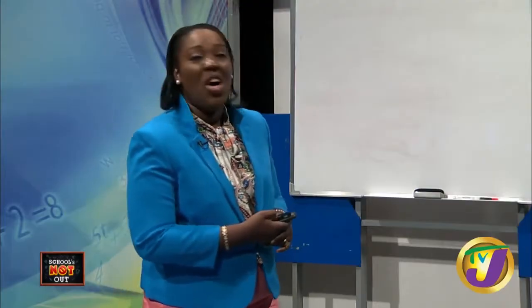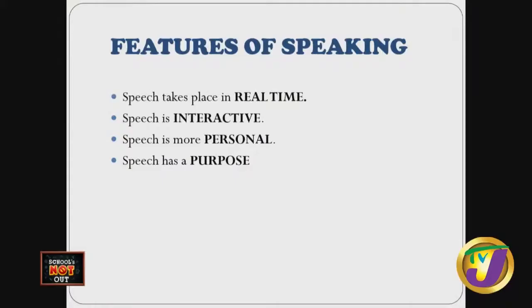I'm sure that you are familiar, you have seen this news item before. So why have I used this as our first engagement? Let's quickly look at the features of speaking. Speech takes place in real time. Based on what you just saw, when we talk about real time, we are talking about the actual time of the event. So speech basically is spontaneous. They gave eyewitness reports based on what they saw. So at that time, they reported what they saw, in real time.